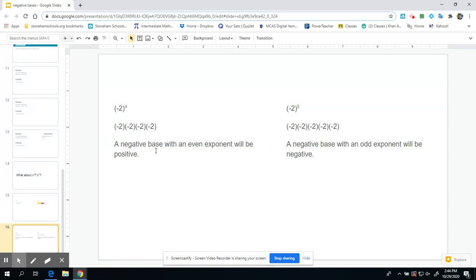What this means is that a negative base with an even exponent will be positive, and a negative base with an odd exponent will be negative.